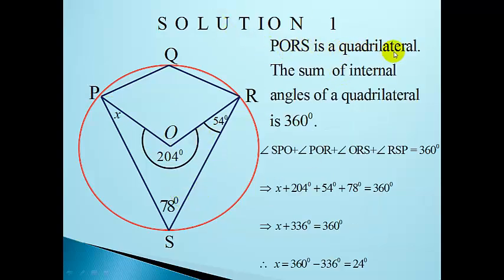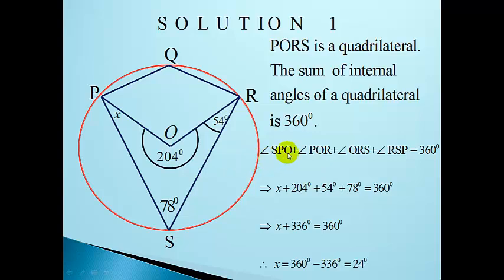PORS is a quadrilateral. It's a 4-sided figure. And we know that the sum of internal angles of a quadrilateral is 360 degrees. The internal angles of the quadrilateral PORS are X, 204 degrees, 54 degrees, and 78 degrees. These are the internal angles of the quadrilateral. Now when we sum all these angles, we are supposed to equate it to 360 degrees, because the sum of all the internal angles of a quadrilateral is 360.